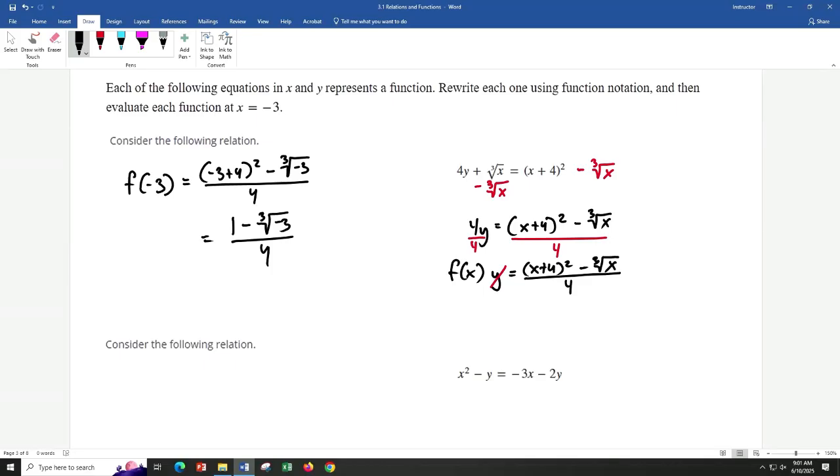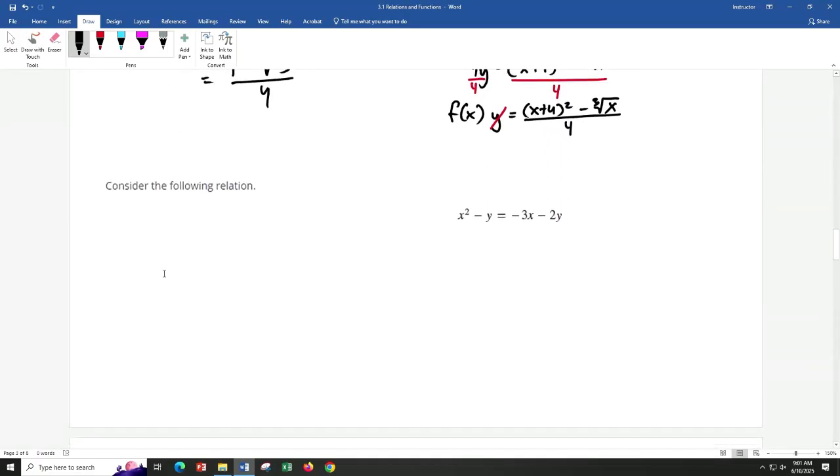So if you can do that one, do this one for me. I want you to change it into a function, and then once again, whenever you get into a function, do it for x when x is equal to -3.